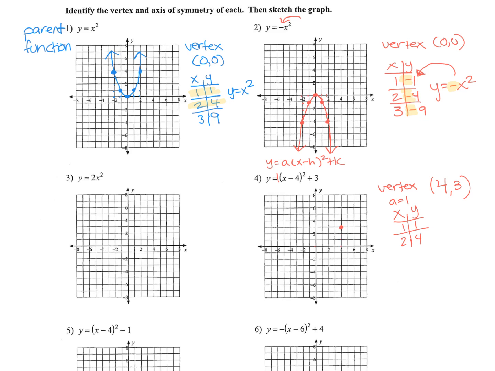I'm going to do it just like I did in number 1. I'm going to go to my vertex and go right 1, up 1. That gives me one of my points. That's my 1, 1 movement that you see right there in the top box.